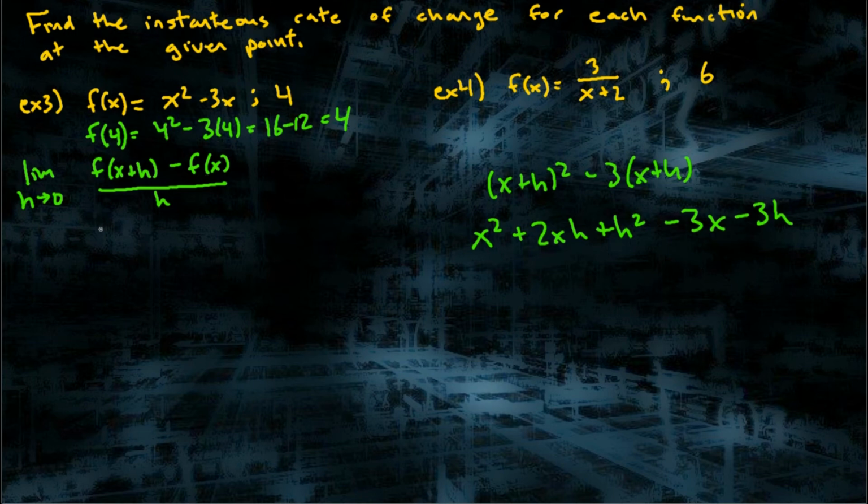All right, so I'm going to substitute that in. I'm going to drop this limit just so I have some room. So I'm going to have x squared plus 2xh plus h squared minus 3x. Now, f of x was 4, so minus 4. All over h. So let's see here. What can we do?